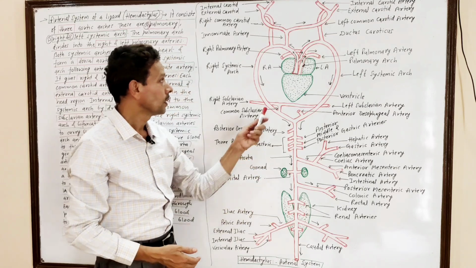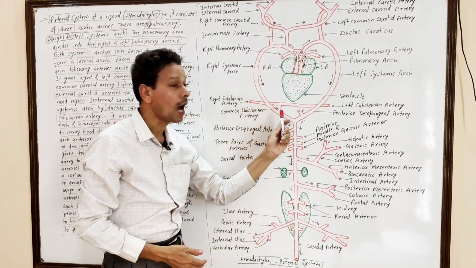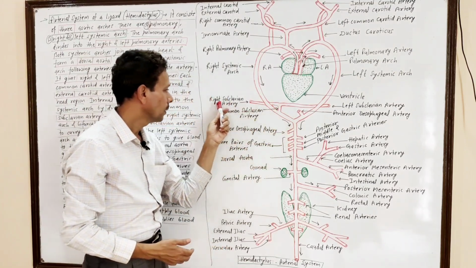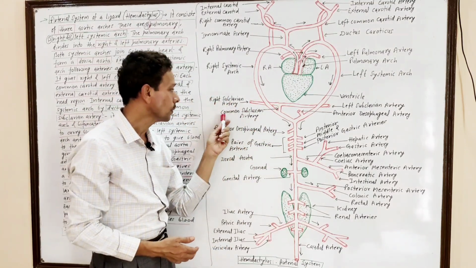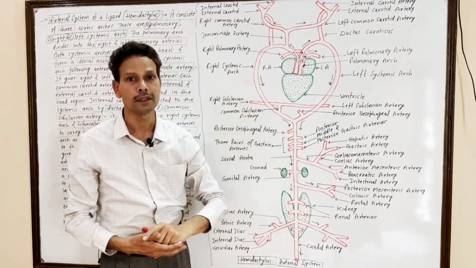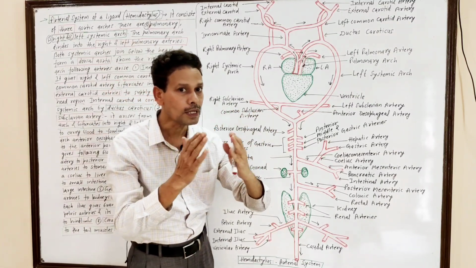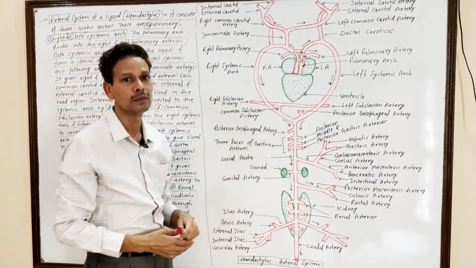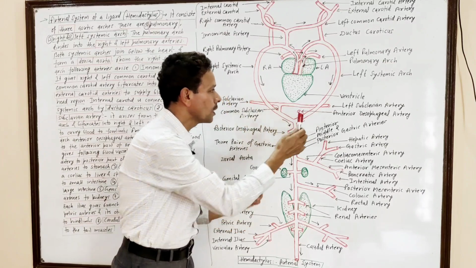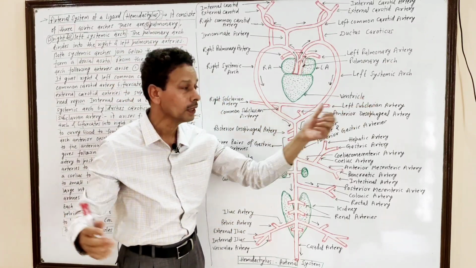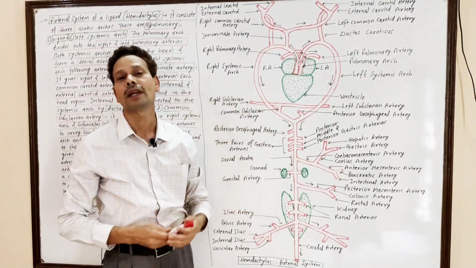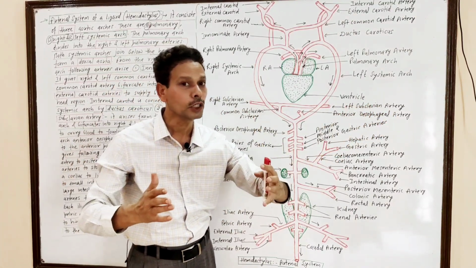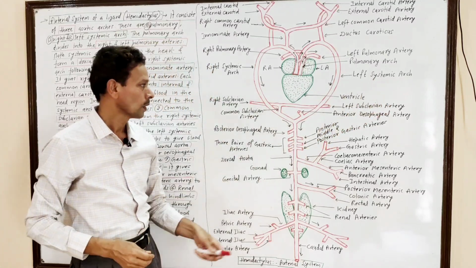Note down, this right systemic arc also gives a very small blood vessel. This one is the common subclavian artery, and it divides into two branches: the left subclavian and the right subclavian artery. Both the right and left subclavian arteries carry blood to the forelimbs.